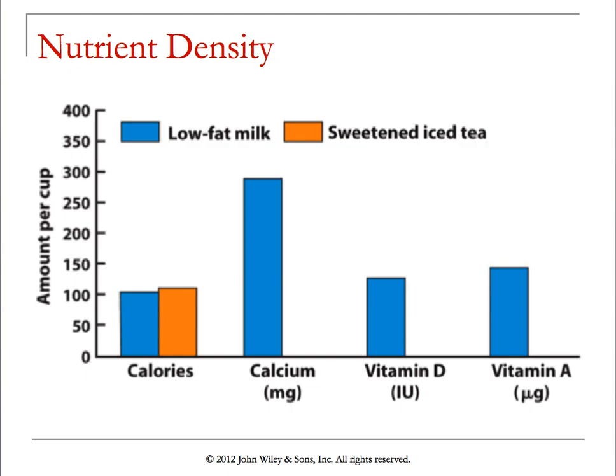Whereas low-fat milk, for the same number of calories, about 100, you have a whole bunch of calcium, vitamin D, and vitamin A. So for the same amount of calories, you're getting a lot more nutrients, sort of more bang for your buck. And that's why we would think of low-fat milk as a high nutrient-dense food.